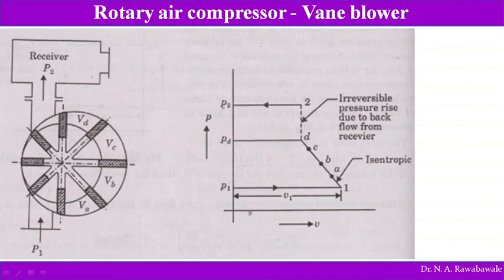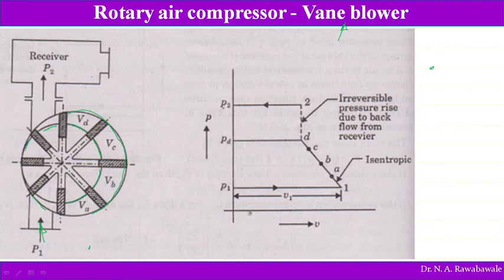Now coming to the second type of rotary air compressor, a vane blower. This is a vane blower. Here also there are some components. So this is inlet P1, and it has a stationary part which we call the casing. This outer part is known as the casing, and in this casing there is one inner part known as a rotor. So this inner part is known as a rotor.